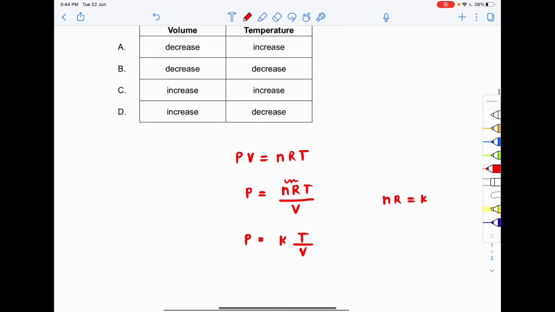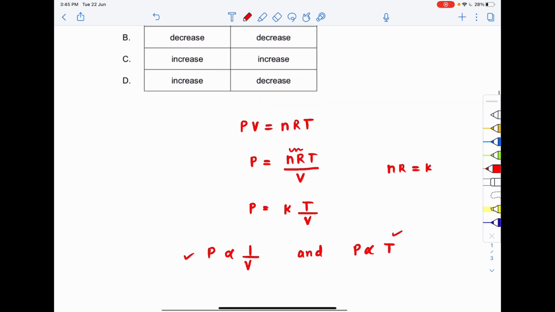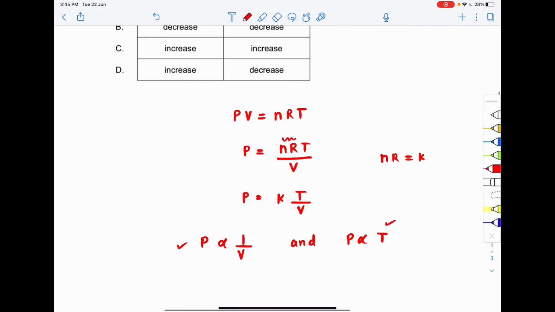So from here I can see that pressure is inversely proportional to volume, and pressure is directly proportional to temperature. Why can I write that? When you merge these two, we get this equation. As pressure is inversely proportional to volume, as volume increases, pressure decreases. And pressure is directly proportional to temperature, so as temperature decreases, pressure decreases.